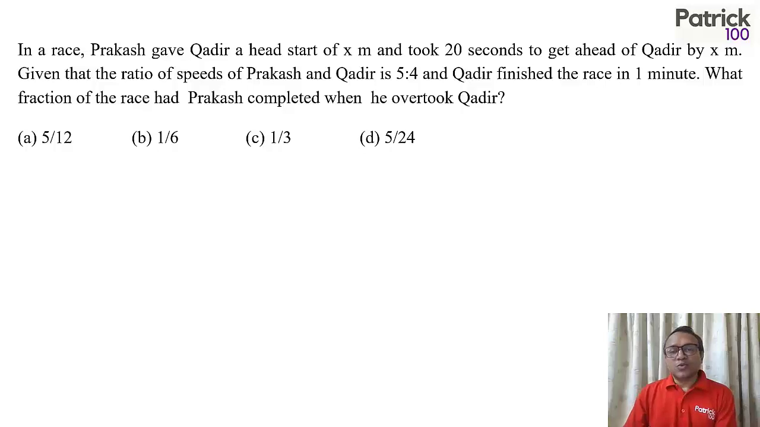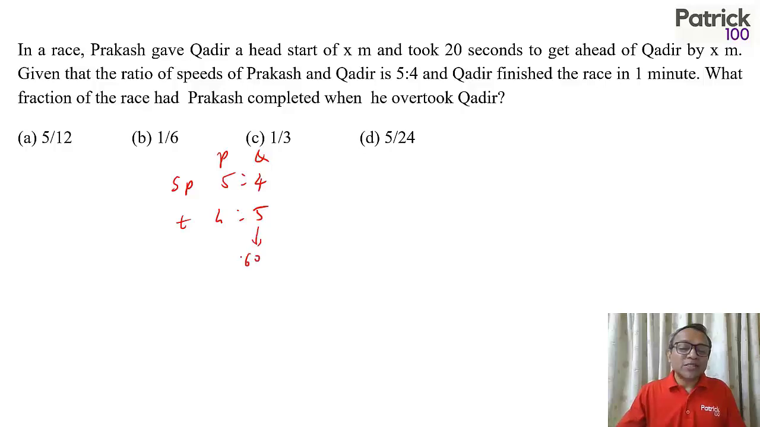So here Prakash gave Kadir a head start of X meters and took 20 seconds to get ahead of Kadir by X meters. Given the speed ratio of Prakash and Kadir is 5:4, and they have given the time for Kadir. So speed ratio is 5:4, time is 4:5, reverse. Speed and time are inversely proportional.